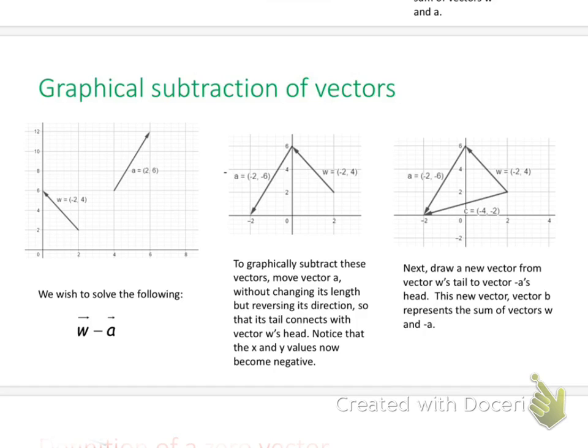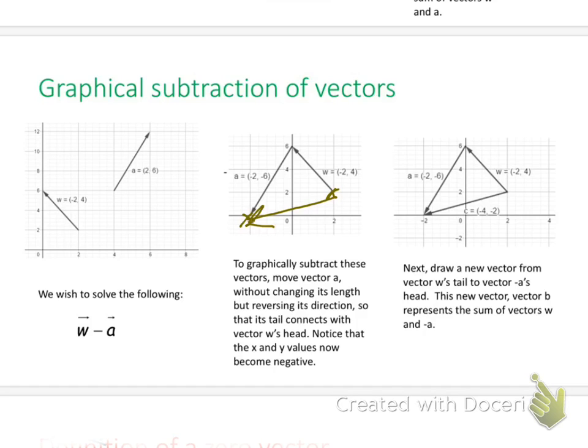So now do the same procedure. Where you started is right here at the tail of W, and where you ended is at the head of A. Draw a line connecting those two, and that line's going to be a vector. That vector represents the subtraction of the two vectors. So let's see what we have when we do subtraction.